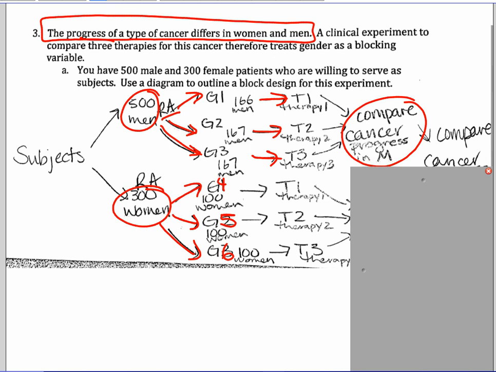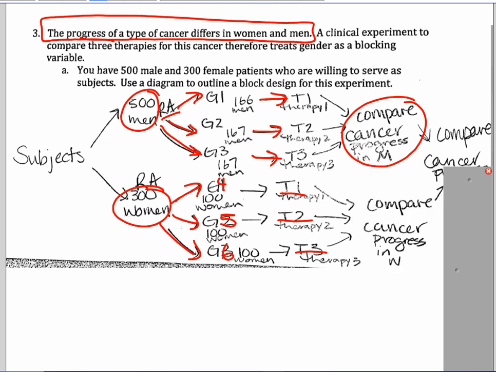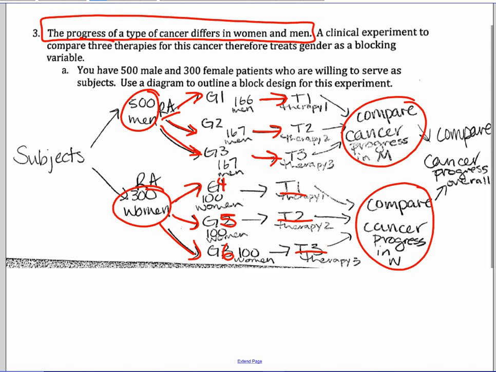So then I'm going to repeat this process. I've given the women 3 different therapies, therapy 1, therapy 2, and therapy 3. So I'm going to compare the cancer progress just within the women. Then ultimately, I'm going to compare the cancer progress in men and women overall. So this allows me to say, well, this one treatment in particular might work better overall, and it might work better for males, but when I look at females, this other treatment actually works better, or something along those lines, okay?